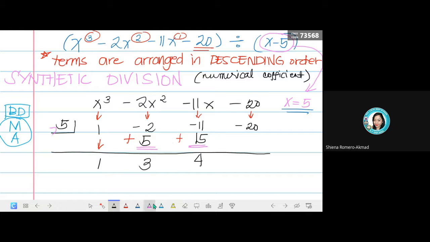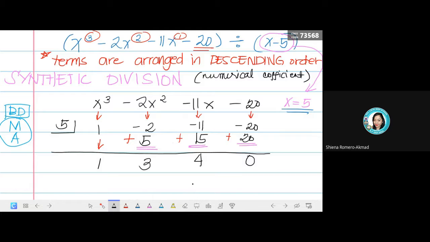Next. So, positive 4. Multiply natin ngayon dun sa 5. That will give us, ano yung magiging sagot natin? 4 times 5 is? Positive 20, correct. And then we will add. So, negative 20 plus 20, what will be the answer? The answer is 0, correct.